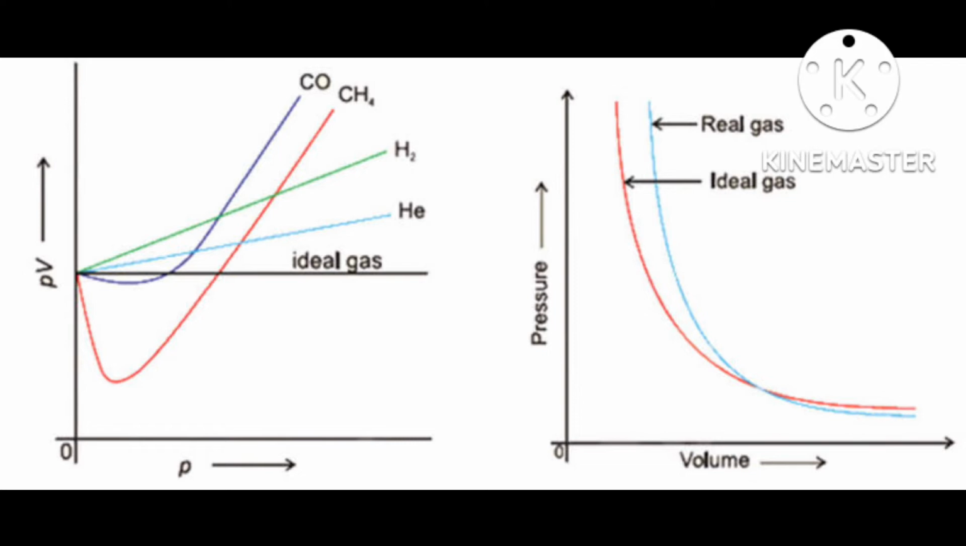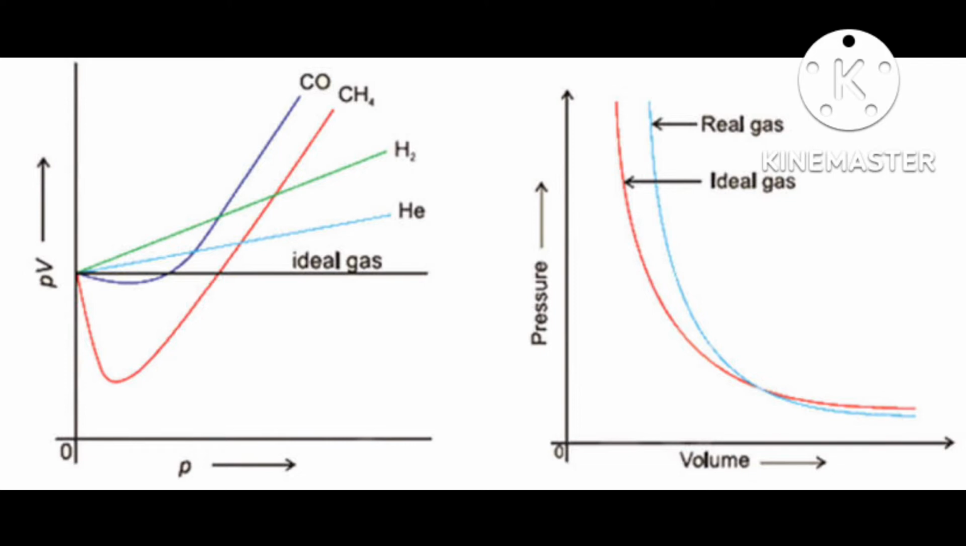And as the pressure decreases, they coincide with each other. When pressure is coming down, at normal pressure, they are coinciding. No differences in real gases and ideal gases. They show differences only at high pressure.